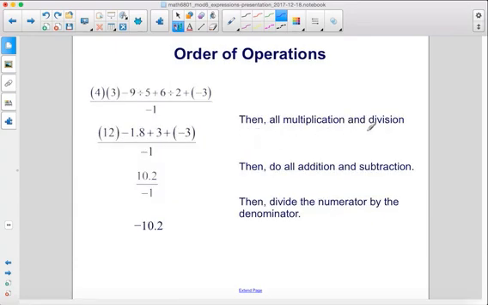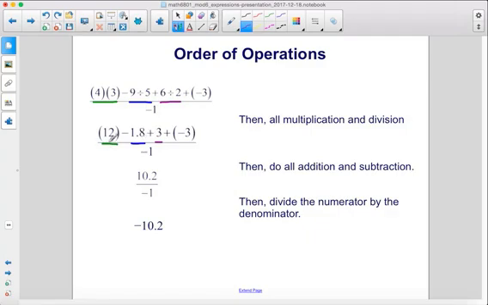Then we do all the multiplication and division. So we have this 4 times 3, and that becomes 12. We have 9 divided by 5, and that gives us 1.8. We do 6 divided by 2, and that gives us 3. So we just did all of these multiplication and division parts at the same exact time, and that was okay because they're separated by subtraction and addition signs, so they don't affect each other directly yet.